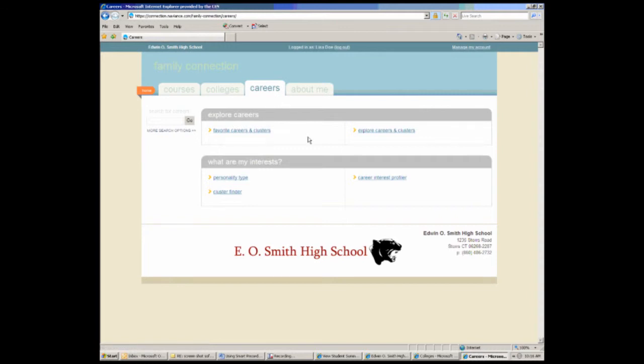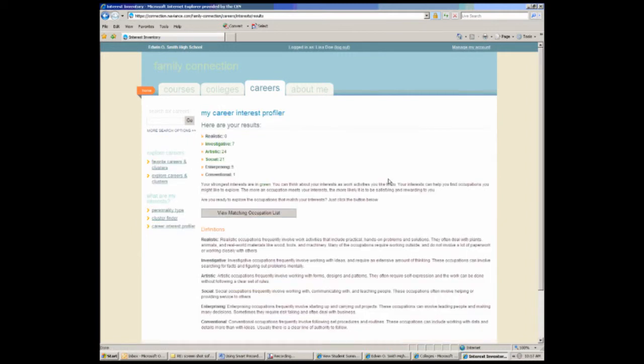The next tab is identified as Careers, and there's information in this box about careers and career interests. There's a career interest profiler that a student can complete. Based on a series of questions, careers would be suggested. There are favorite careers and clusters that would come from this interest profiler.